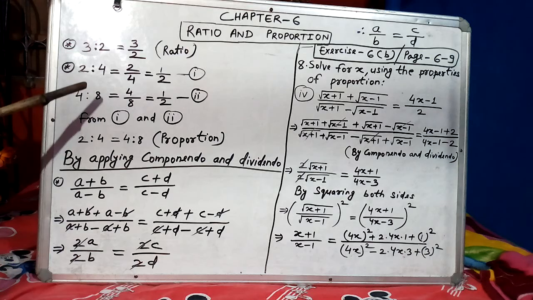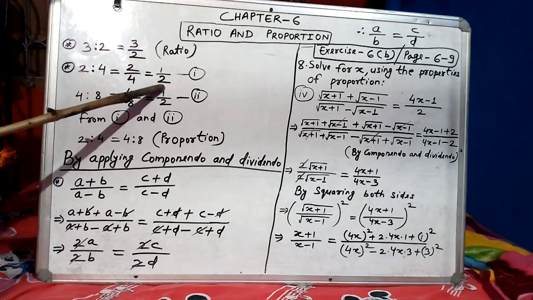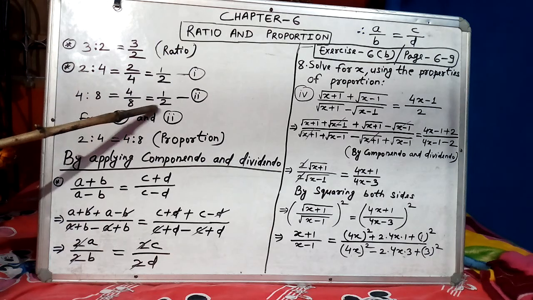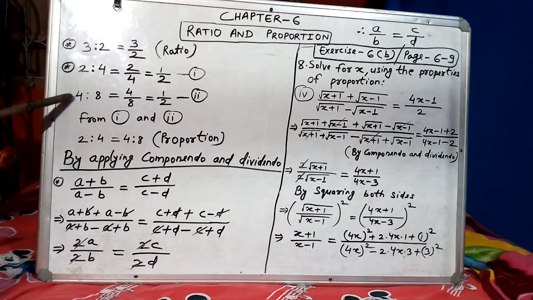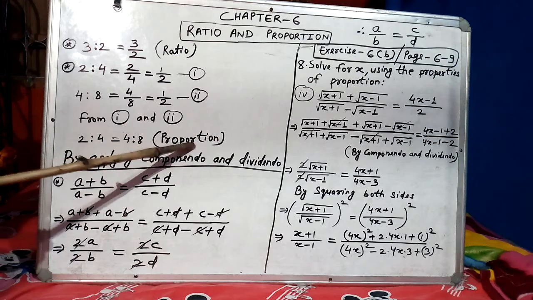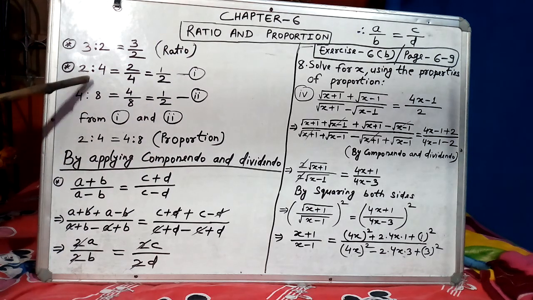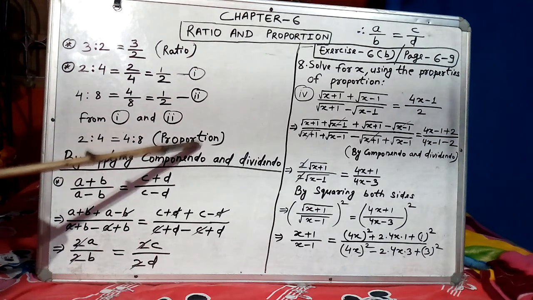You could see here 2:4 has become 1/2, and 4:8 also has become 1/2. Both of them look different, but the result is the same. So when two ratios have the same result, such ratios we can say are in proportion. So from equation 1 and 2 we can say both the ratios are in proportion.